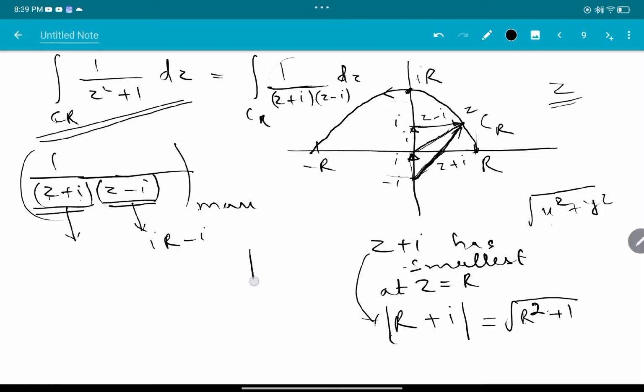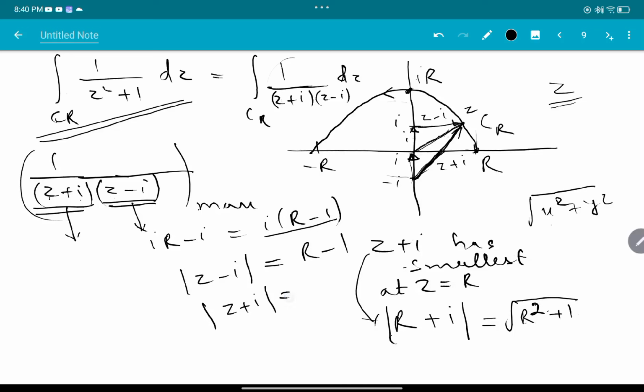Just one minute, let me take I out. I times r minus 1. Sorry, this number does not have any real part. Its whole part is the imaginary part. So its absolute value is r minus 1. So Z minus I has an absolute value of r minus 1, and Z plus I has an absolute value of root of 1 plus r square, or r square plus 1. I hope, my dear students, you fully understand this.